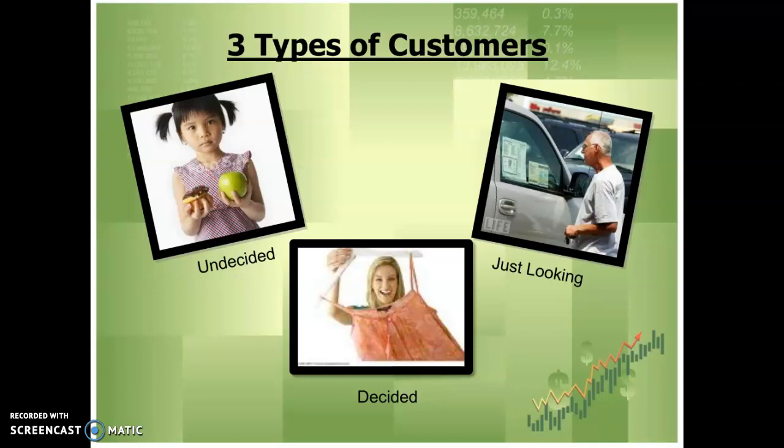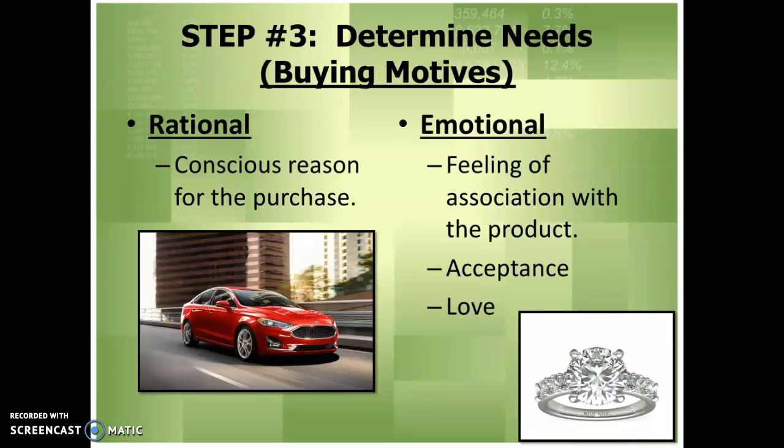Okay. Next, in step three, we have determining the customer's needs and their buying motives. So there's reasons why people buy something, right? So they're either buying it based on a conscious decision, something that they know that they need. Here for a rational decision, I'm looking at a car. Maybe you need a vehicle to get to work and your car broke down.